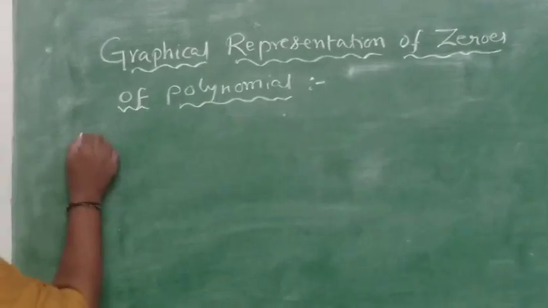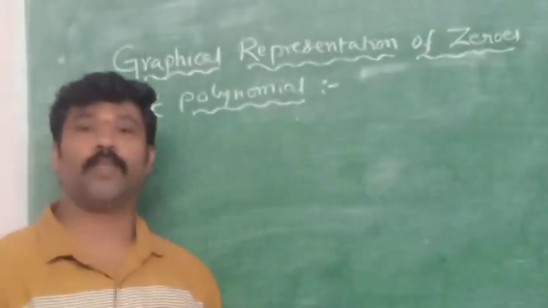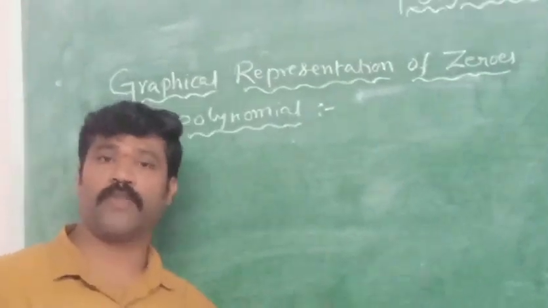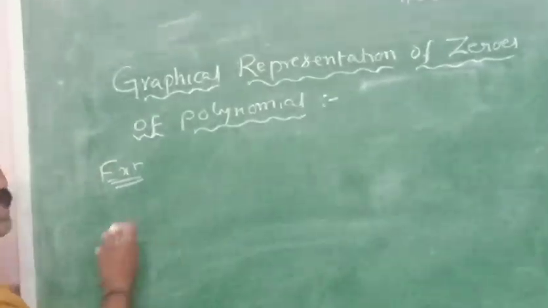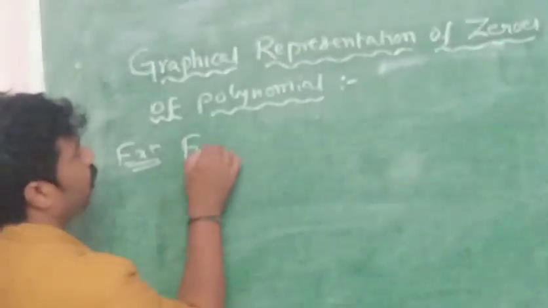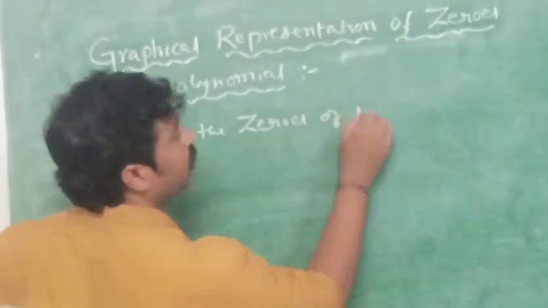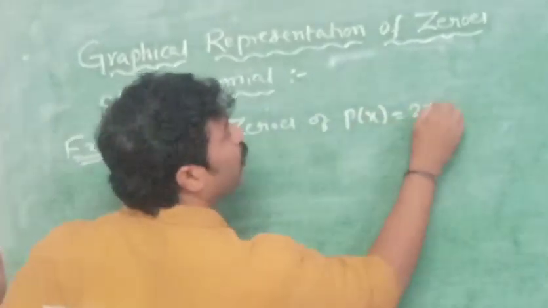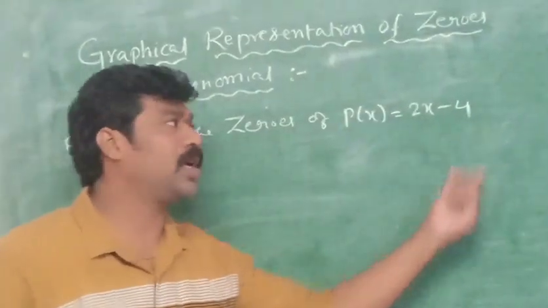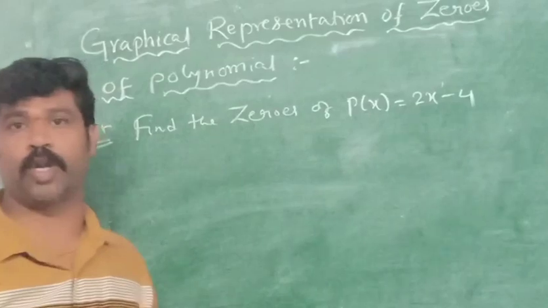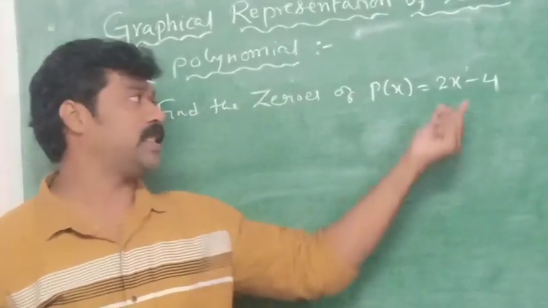First we have to take one example, to learn how to find the zeros of a linear polynomial. Let's find the zeros of p(x) = 2x - 4. I have taken a linear polynomial because here the degree is 1. Now we are going to learn how to find the zeros by using a graph for this polynomial.